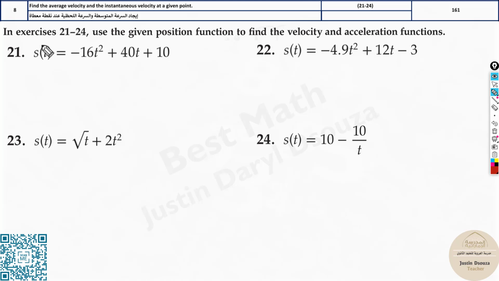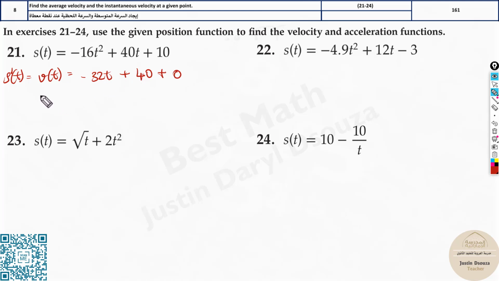What we do is, you just remember when we derive, the derivative of s is s prime of t, right? This is the velocity. The derivative of position is velocity. Let's derive it. This 2 comes down to be minus 32t to the power 1, plus t to the power 1 is 1. So we get 40. And over here, it's t to the power 0, so it's basically a constant, 0. Now that is the velocity.